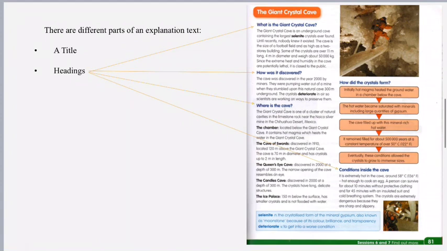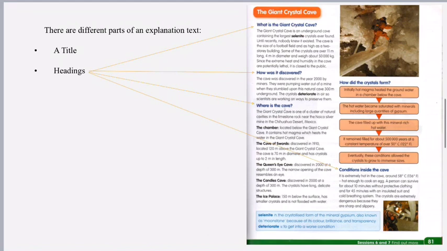The next thing to look at is headings. So headings are almost like mini titles within the text. So rather than just writing a big story, it breaks it up and it's easy to see what we're going to talk about first. So the first heading is, what is the giant crystal cave? And then it gives an explanation.